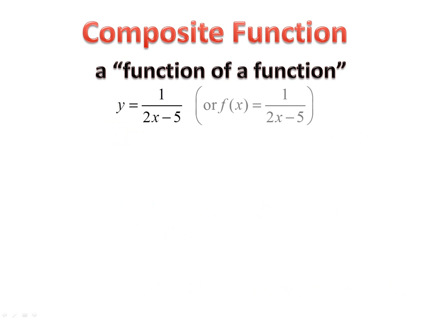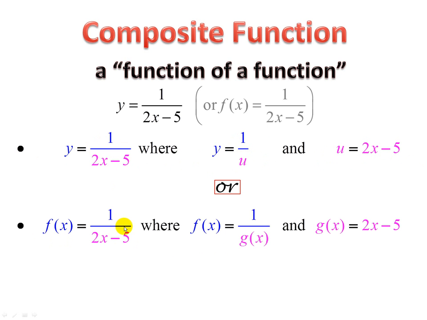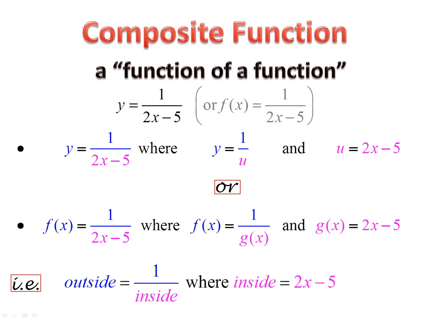One more. y equals 1 over 2x minus 5. Well, the fraction is the outside. y equals 1 over that, so y equals 1 over u, where u is 2x minus 5. In functional notation, f of x is 1 over g of x, where g of x is 2x minus 5. The outside equals 1 over the inside, where the inside equals 2x minus 5. And there's your function of a function.